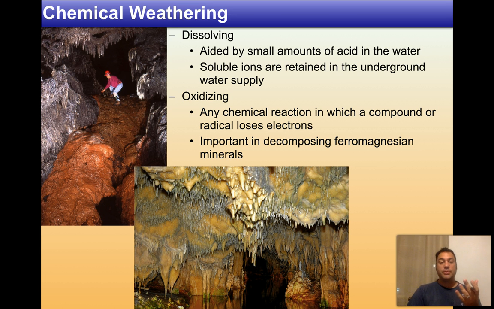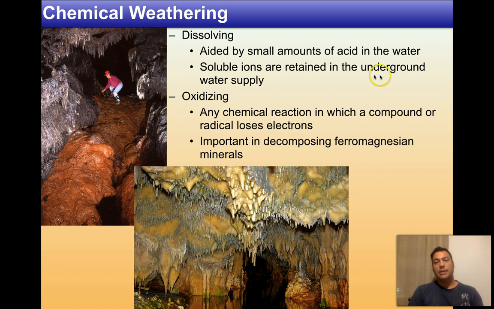All right, so now we've talked about the physical weathering. Let's talk about chemical weathering. There's two principal ways that chemical weathering works. One is it basically dissolves whatever the rock material is. And the dissolution of the stuff is usually aided by small amounts of acid in the water. Usually it's carbonic acid, sometimes it's sulfuric acid. It could be industrial waste even. Sulfuric acid is one of the most common ones.